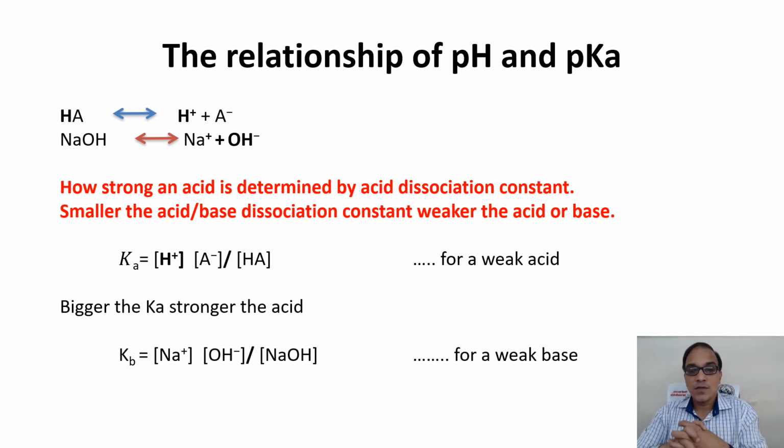Okay, as you can see here, for a weak acid it is the ratio of the two ions to the unionized moiety, and the bigger the K, the stronger the acid. For a weak base, again the same thing is there, as you can see for the Kb. Kb can be denoted by the concentration of the cation times OH minus divided by the unionized moiety.